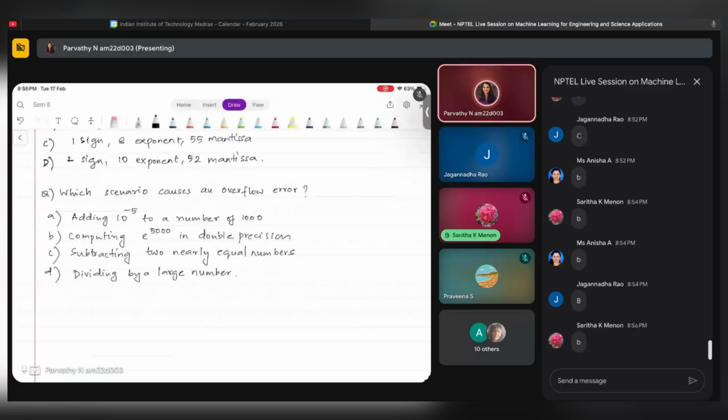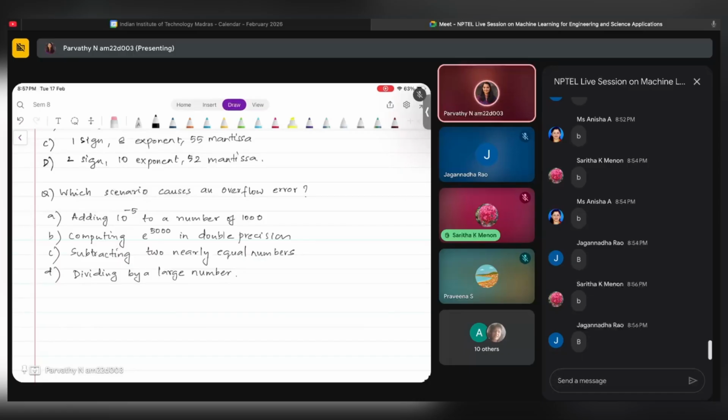So what will cause an overflow error? Overflow occurs when the number exceeds the maximum representable value. There will be an error when there is overflow, like it will return either NaN or infinity. So in which of the following 4 cases will an overflow occur?